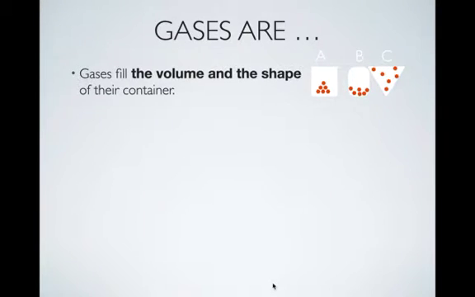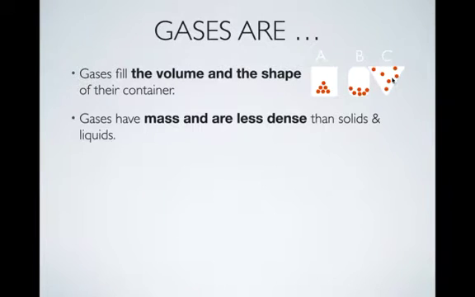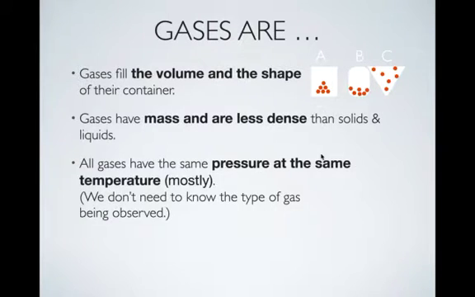Gases fill up their volume and shape, as you can see in C. What we have is the gas filling up this triangle shape. And that's what happens when perfume is sprayed in the air. It goes everywhere. Gases have mass, which means they're a state of matter, and they're less dense than solids and liquids, so that's why they float above their solid and their liquid, although some gases sink. For example, carbon dioxide balloons fall through the air, and helium balloons rise in air.